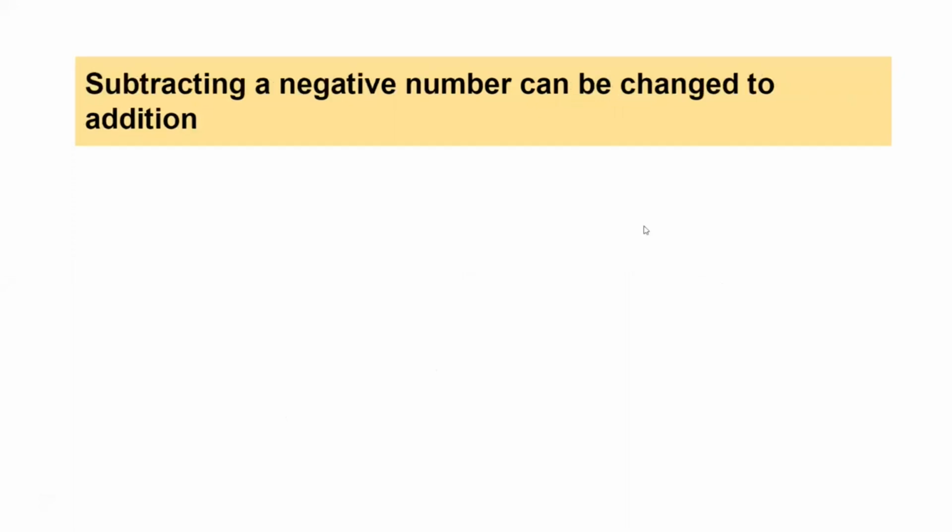Next rule is that subtracting a negative number can be changed to addition. That would look like this: 5 minus a negative 3. When we see a subtraction of a negative number, that can be changed to addition. So 5 minus negative 3 is just 5 plus 3. That looks way simpler, and we know that 5 plus 3 is 8. So that would be the simplification of that statement.